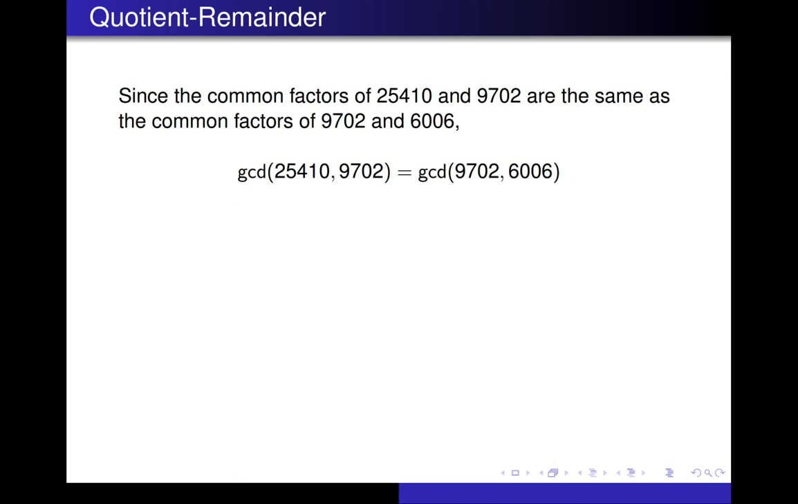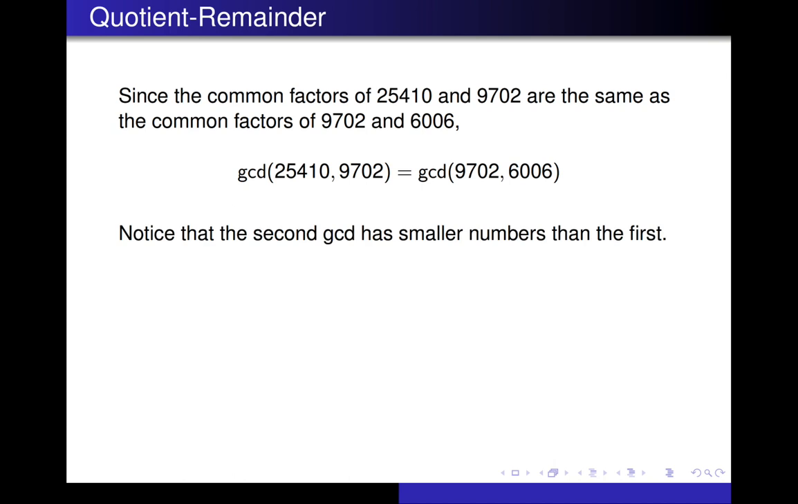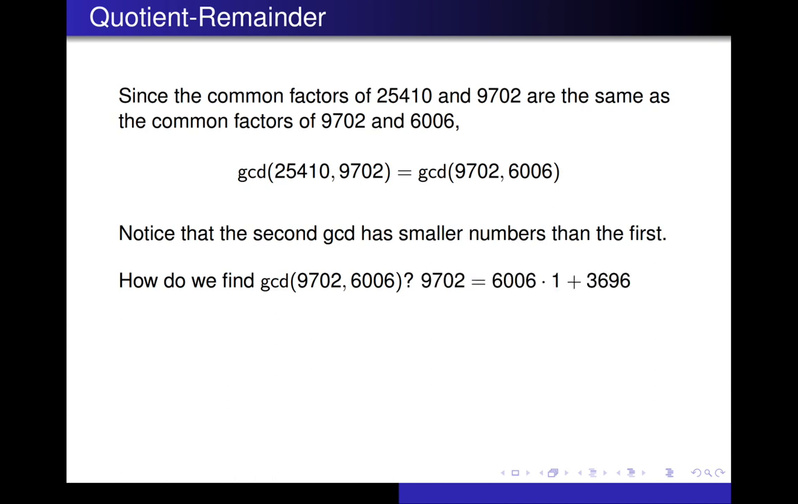And that is actually significant because that second GCD is taking the GCD of smaller numbers than the first one. So we've taken a GCD of two really big numbers and replaced it with a GCD of slightly smaller numbers. Well, they're still pretty bad. I understand, 9702 and 6006, those are pretty big numbers. So you might wonder, how are we going to find the GCD of that? Well, we're going to find it exactly the same way.